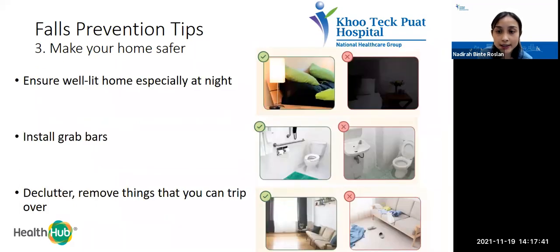Ensure that there is sufficient lighting throughout the house, especially at night, where you can consider a nightlight or keeping a switch on throughout. Grab bars can also be installed, especially in the toilet, to offer additional support when our elderly want to sit or stand from the toilet bowl. Ensure that your home environment is kept neat without any items lying around that may potentially cause you to trip, slip, or fall. Furniture can also be arranged to make clear pathways for walking.